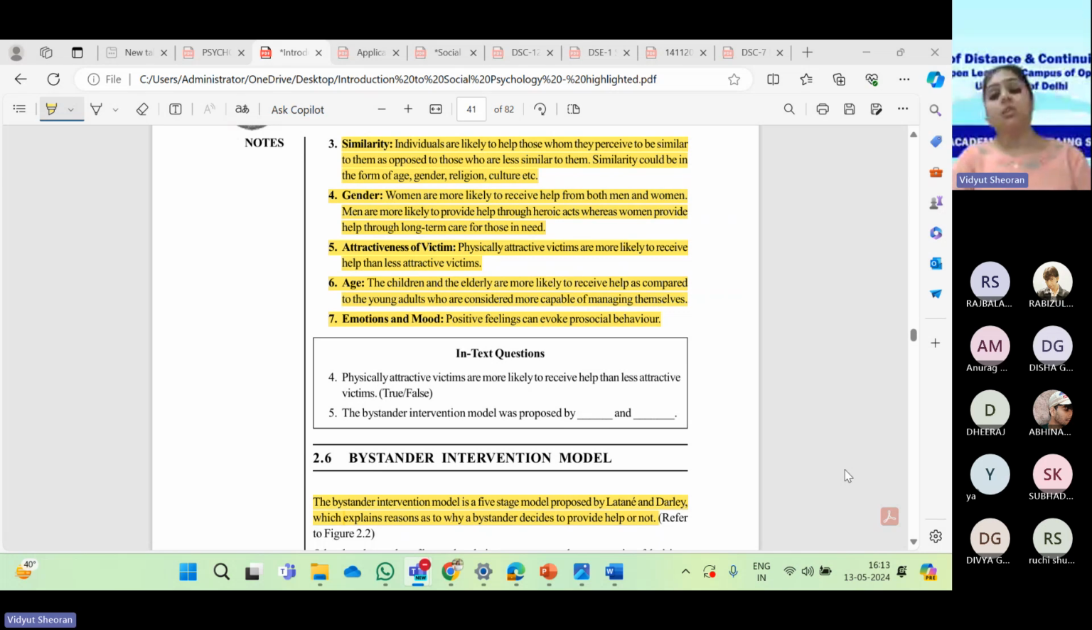Then emotions and mood. Certainly, when we are helping others, it gives us more positive emotion within. So if we are in a bad mood but we help someone, it still elicits a lot of positive emotion. And if we are in a normal good mood and we have helped someone, that will certainly increase the level of positive emotions within us.